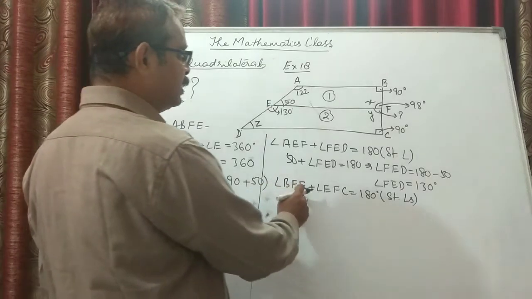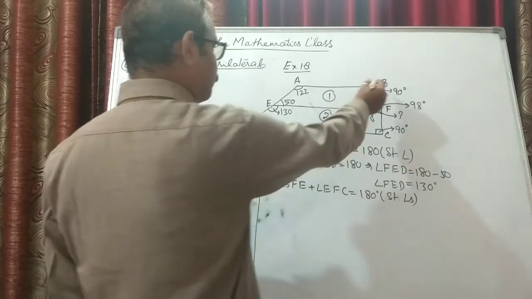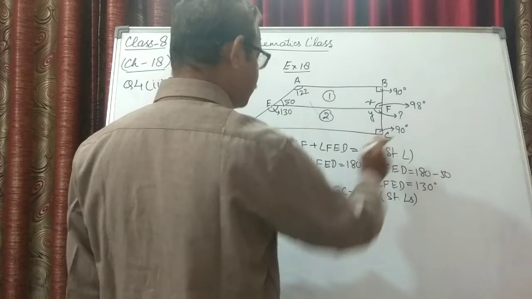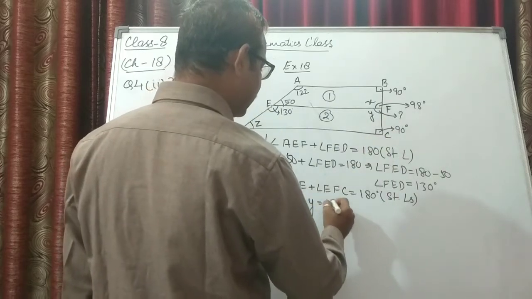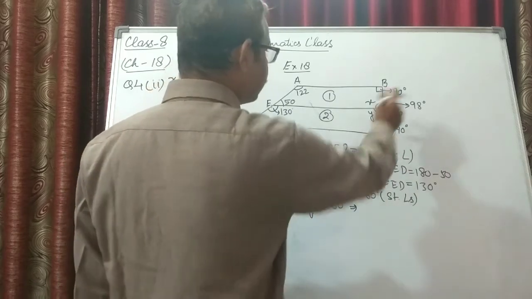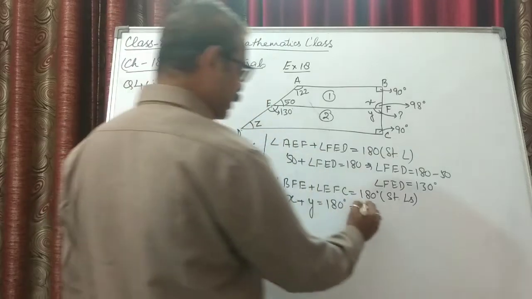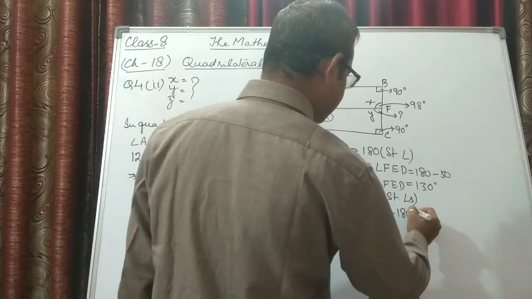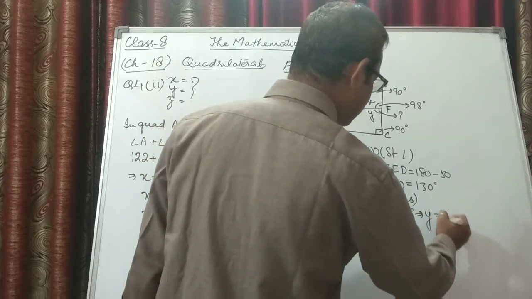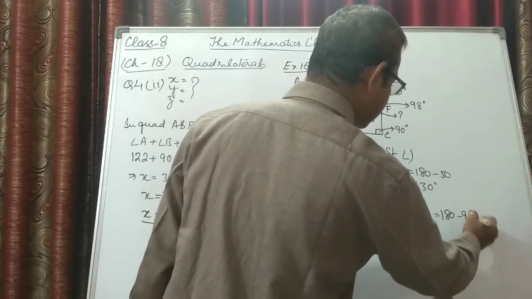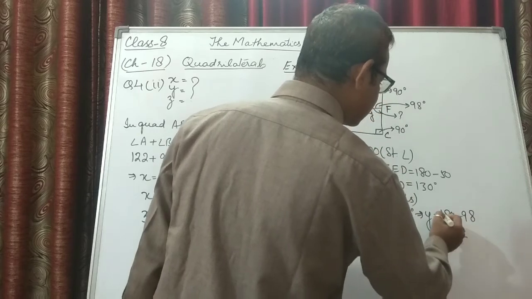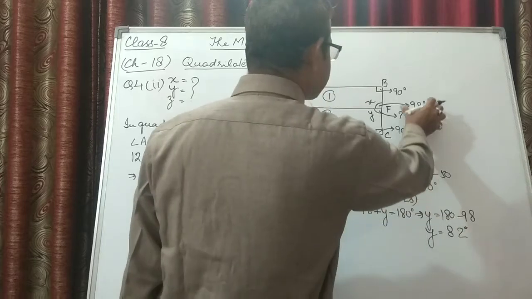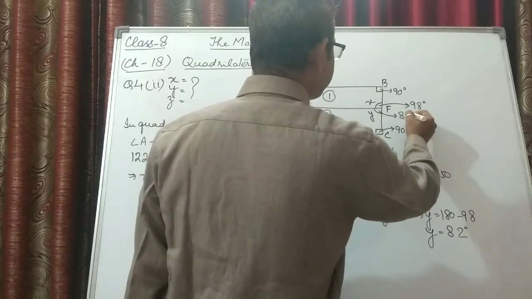Now BFE was X and EFC is Y is equal to 180, but we have calculated the value of X as 98, so in place of X we will write 98 plus Y is equal to 180, implies that Y is equal to 180 minus 98. 10 minus 8 is 2, 17 minus 9 is 8. 82 degree is the value of Y. This comes out to be 82 degree.